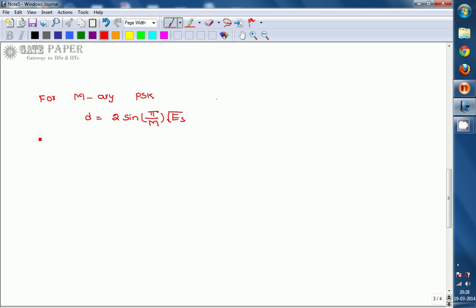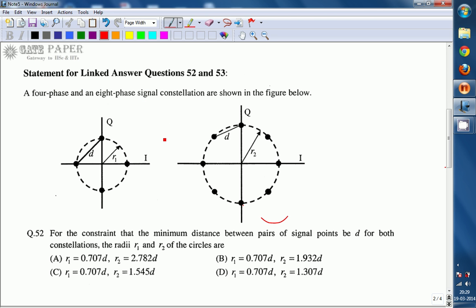Now, the distance of any point from the origin is considered as root Es. In the given diagram, the distance from the origin for the first PSK is R1, and for the second, at this point, the distance is treated as R2. So root Es is equal to R1 and R2.